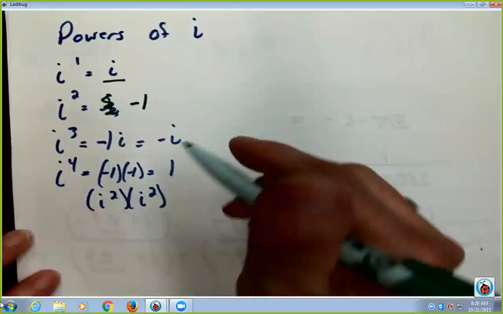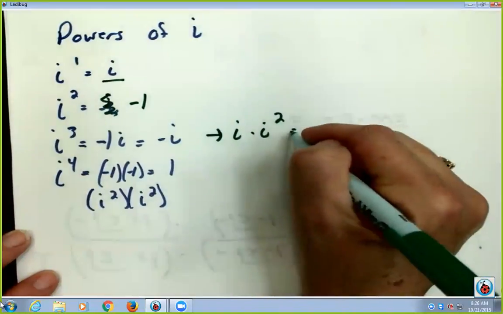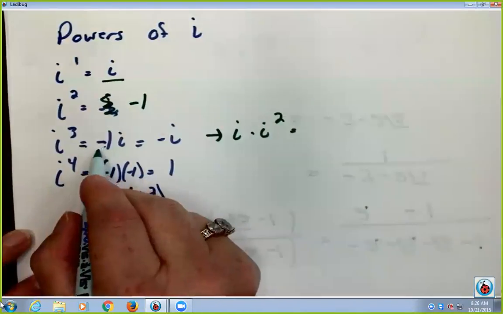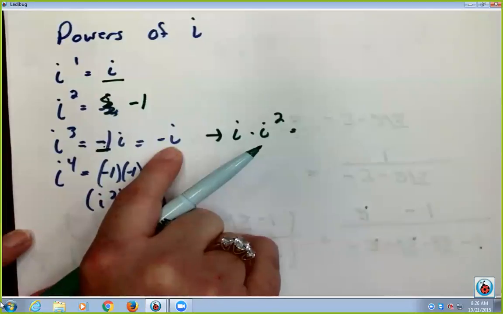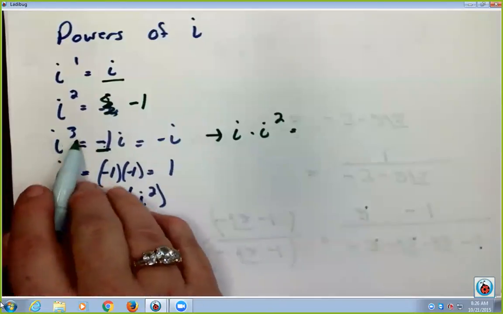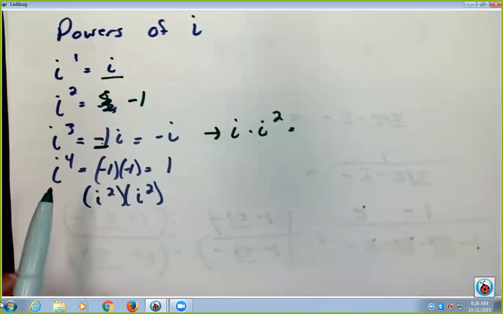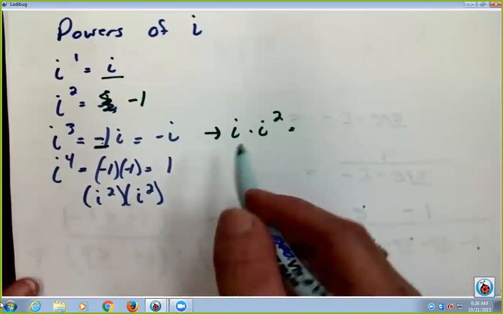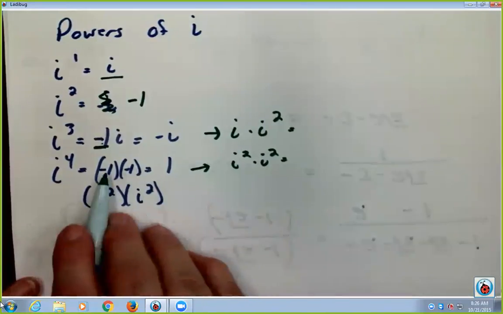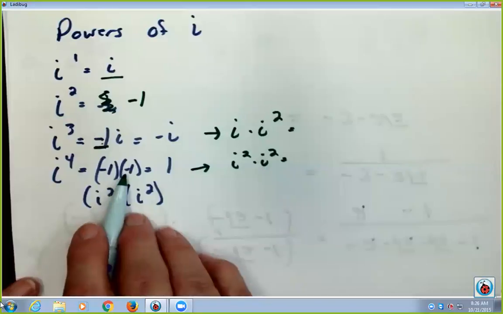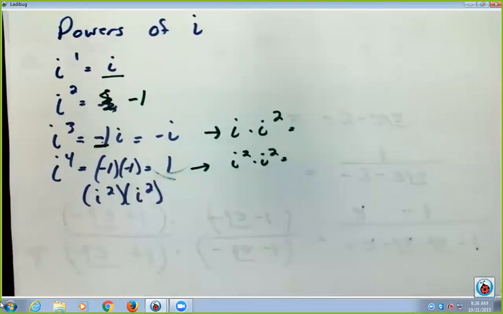I cubed, if you break i cubed apart, it's made up of an i times an i squared. Because of the i squared in there, that gave me the -1, but I still had an i left over, so I have a negative i. So odd powers, you're going to have an i left over in most cases when you work with those. If you have i to the fourth power, that is an i squared times an i squared. Since an i squared equals a -1, a -1 times a -1 is a positive 1.